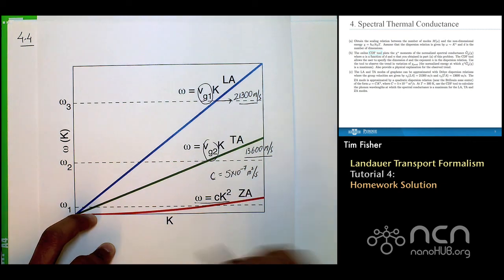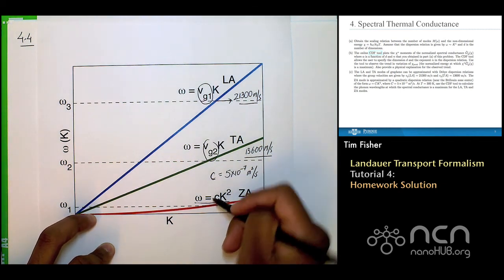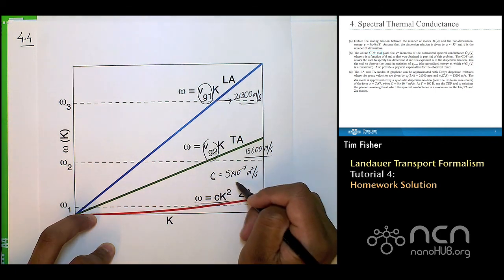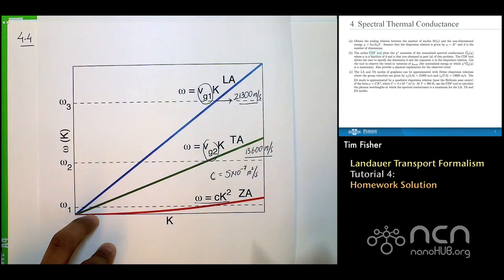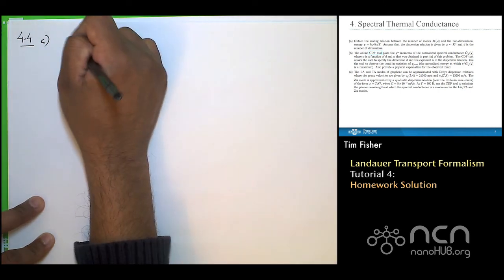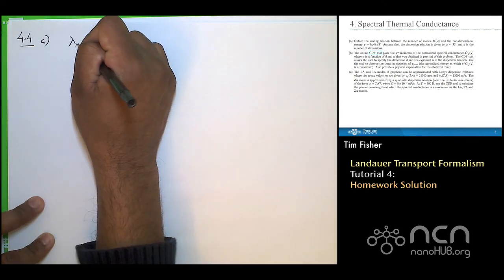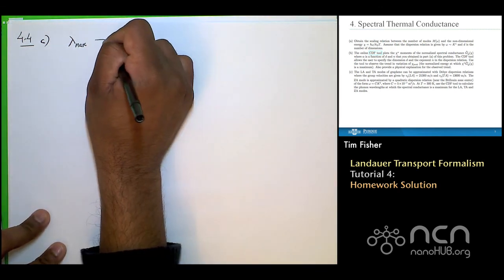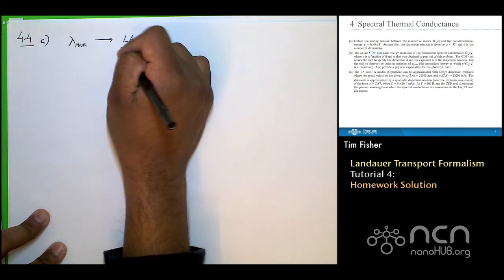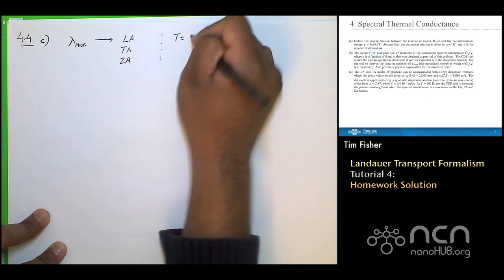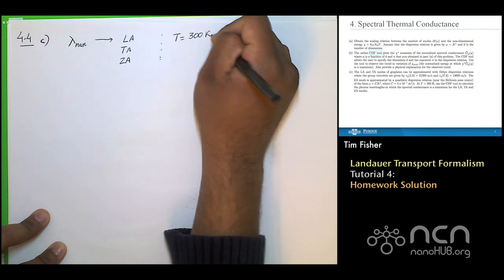While the ZA mode, which is more parabolic in nature, is expressed as omega equals c multiplied by k squared, and the value of c here is 5 times 10 to the power minus 7 meters squared per second. So in the third part of the fourth problem, we are asked to find the wavelength which results in a maximum in the normalized spectral conductance, and we need to find this wavelength for the three modes LA, TA and ZA. We are also given that the temperature is 300 Kelvin.